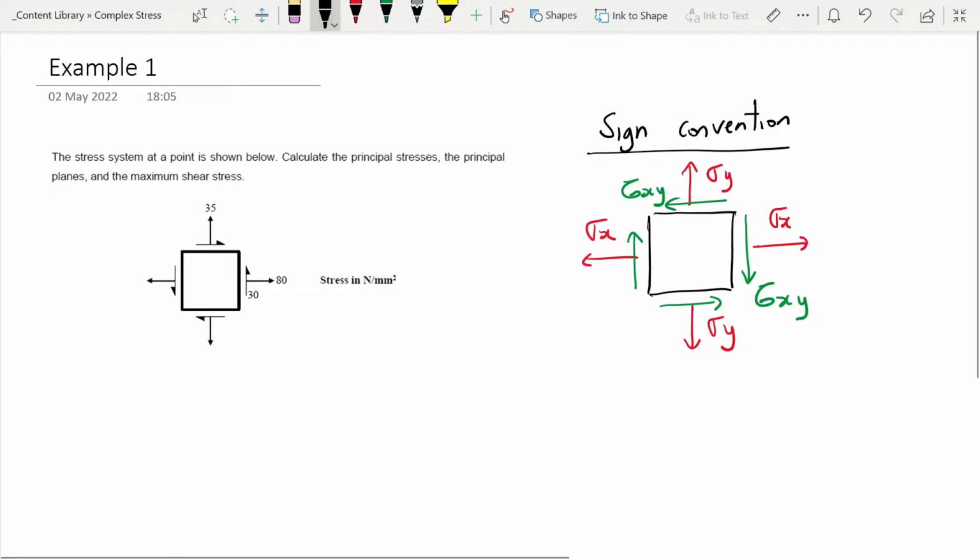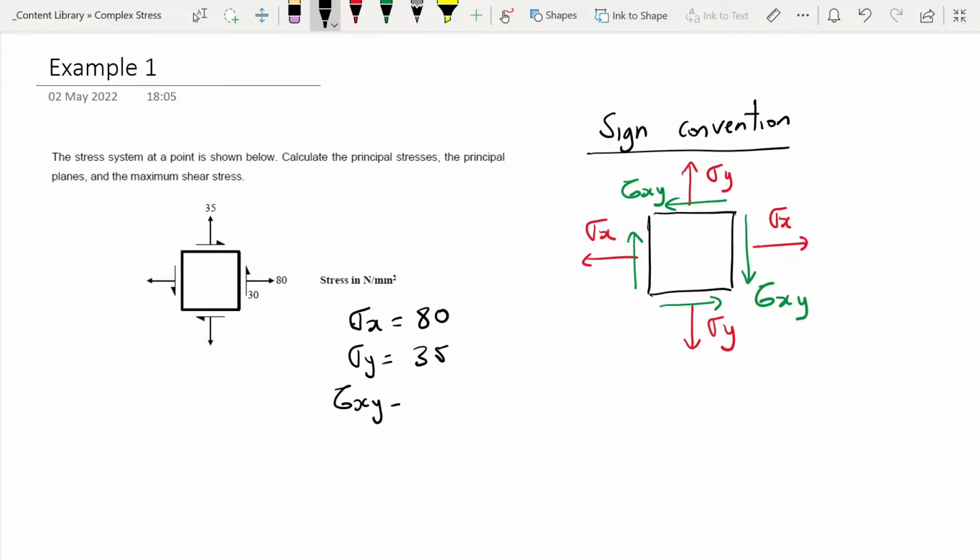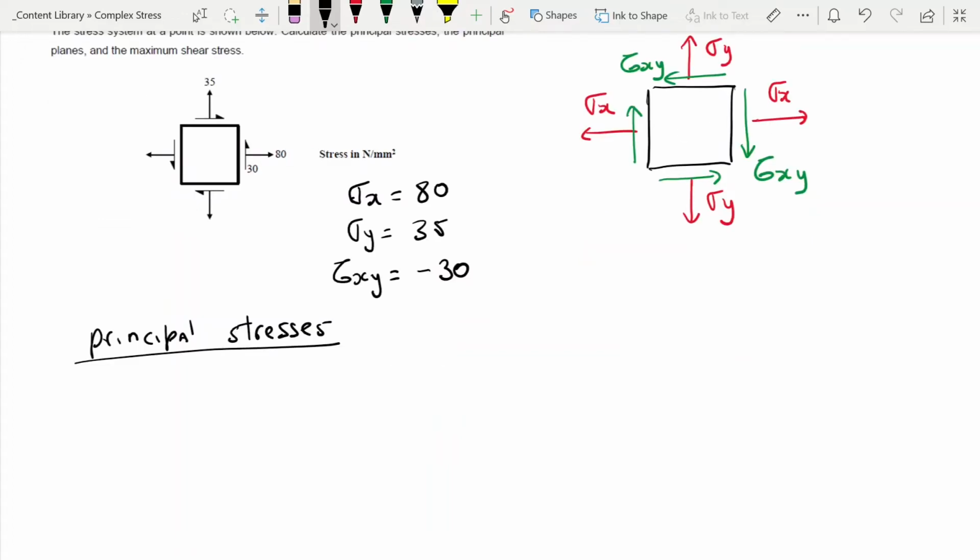For this particular problem, by looking at the sign convention, we can state that sigma x is going to be equal to 80 Newton per millimeter square. Sigma y is going to be 35 since it's in tension, and then tau xy, based on the convention, will be minus 30 since the positive direction is the opposite of the one drawn here in this problem. So with this in mind, the only thing we need to do is use the formulas to calculate the principal stress. So this is the formula for principal stresses.